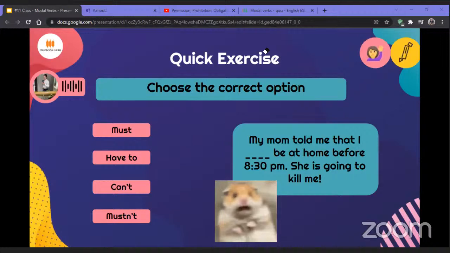It's like, we know that we must do it because, well, if we don't, we are going to have problems. So yeah, it's a really strong obligation, let's say. Good work. Thank you. Okay, now it's all yours.